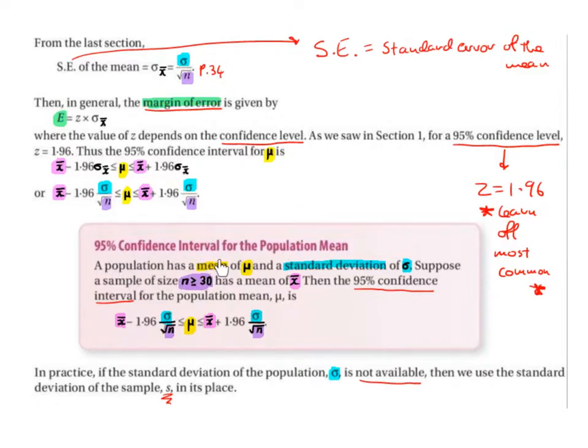A population has a mean and a standard deviation. Suppose a sample of size n greater or equal to 30 has a mean of x bar, then the 95% confidence interval for the population mean is x bar minus 1.96 times the standard deviation over root n, comma, x bar plus 1.96 multiplied by the standard deviation all over root n. So the mean will lie between this and this. It will lie inside this interval. In practice, if the standard deviation of the population is not available, then we use the standard deviation of the sample, S, in its place.